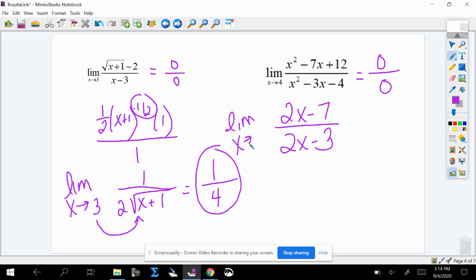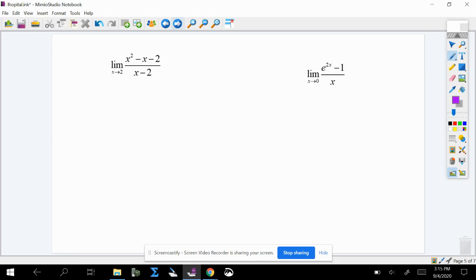Now take the limit as x approaches 4. So when I put 4 into the top, I get 8 minus 7, which is 1. If I put 4 into the bottom, I get 8 minus 3, which is 5. And that's your answer. Let me show you one more of those. So when I put 2 on the top here, I get 0. When I put 2 on the bottom, I get 0.